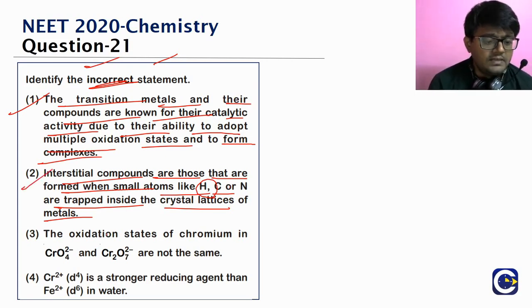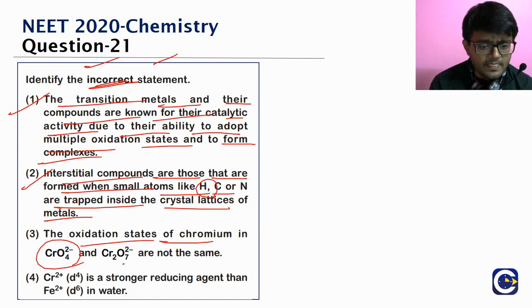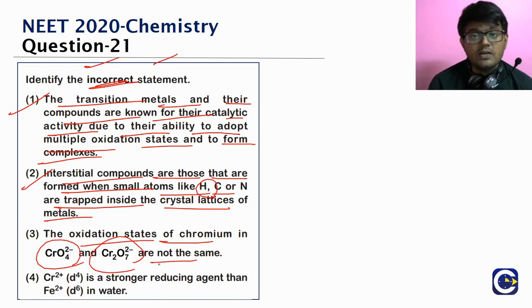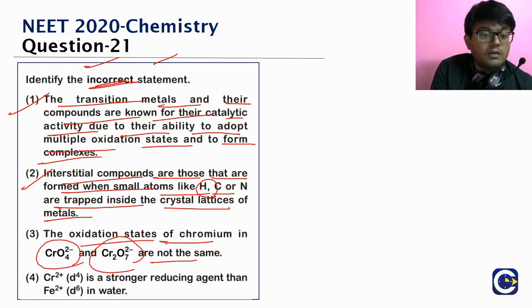Then we have statement 3. What is statement 3? Oxidation states of chromium in CrO4 2 minus and Cr2O7 2 minus are not the same. So they are saying oxidation states are not the same. How do we check it? We have to look at the oxidation state of chromium. So what is the rule? We'll follow the sum rule method. So chromium, let us say X, 4 oxygens are there, 4 into minus 2. We are calculating first in CrO4 2 minus.